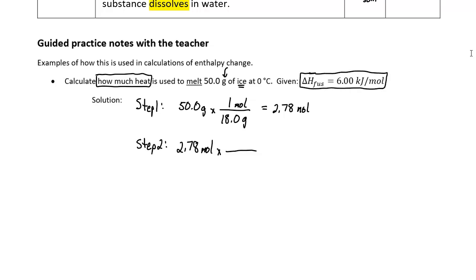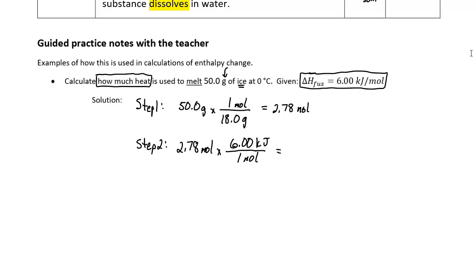Here is the number. If you were to look that up in a chart, or go on the internet and look up the substance ice, that would be the number that's given to you. Fill that in. 6.00 kilojoules of energy for every 1 mole of ice that melts.